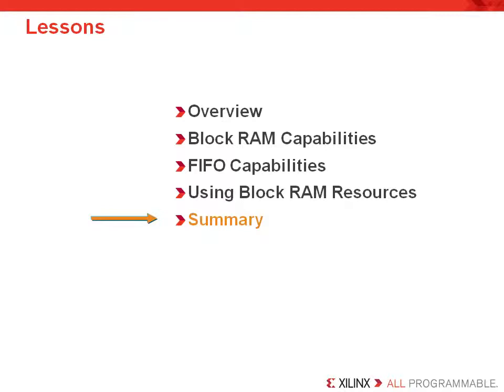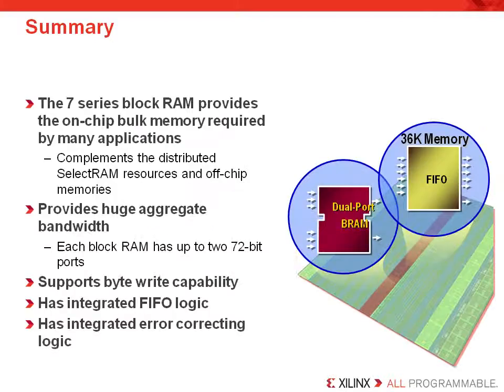Okay, now let's wrap up this module with a brief summary about what we've learned about the 7 series memory resources. In summary, the 7 series block RAM provides, again, the on-chip bulk memory required by many applications. But the 7 series also supports distributed memory resources, which is the LUTs reconfigured to actually build small pieces of memory, and also supports the use of memory controllers added to your FPGA design to drive an off-chip memory component. So the block RAM is a key part of that.